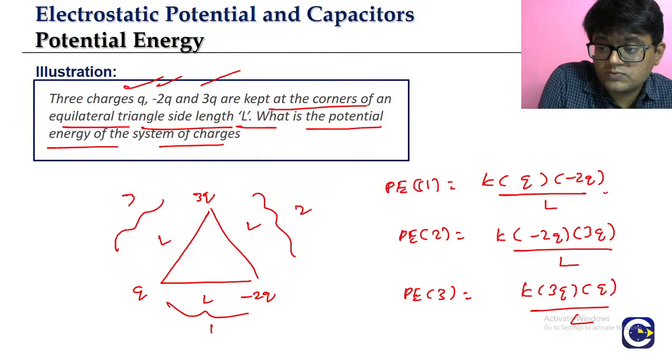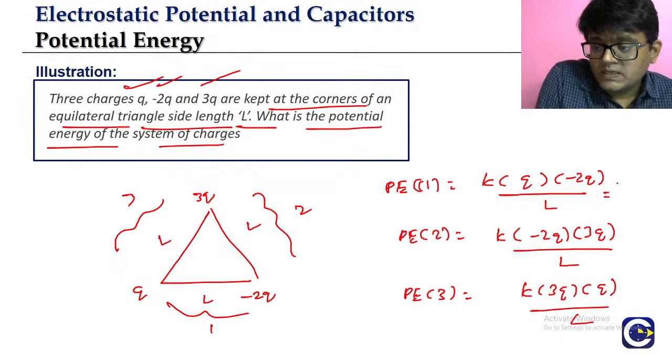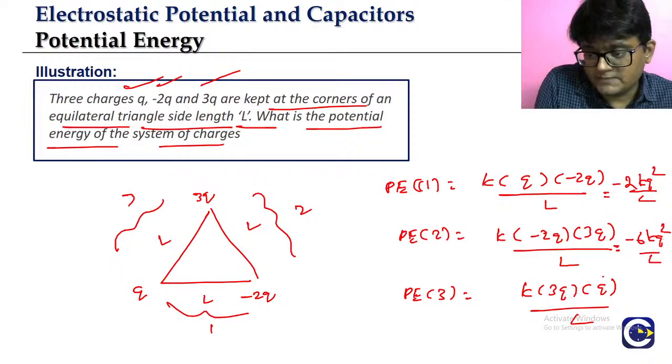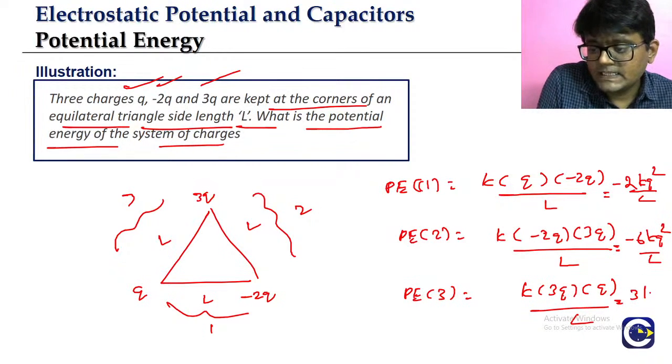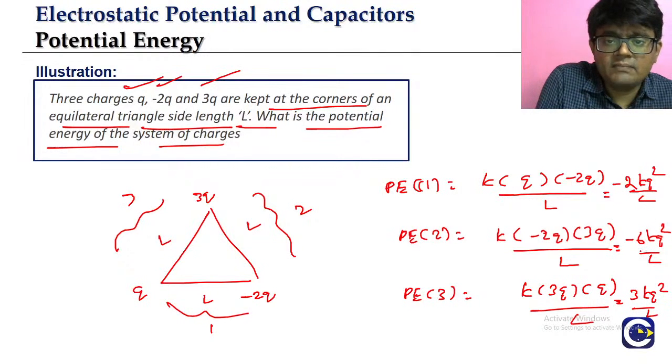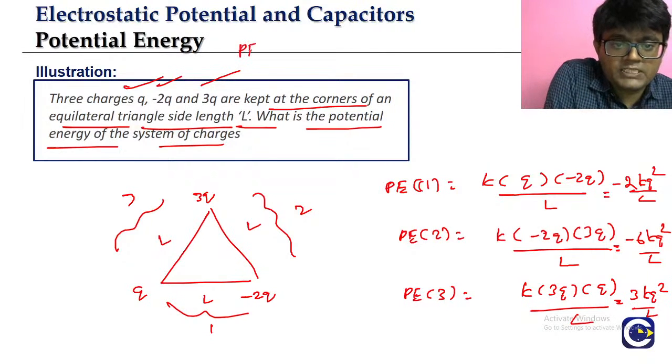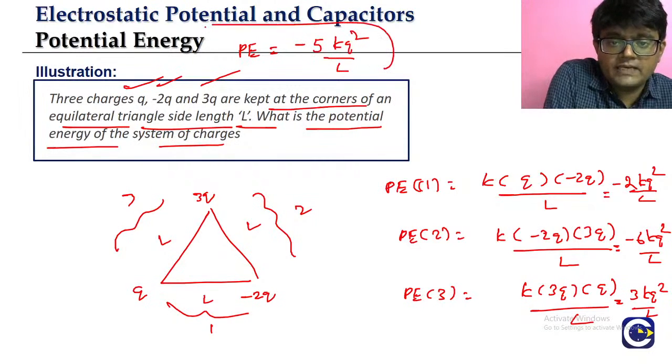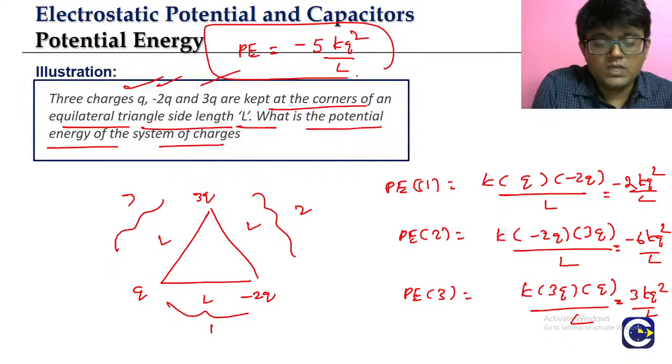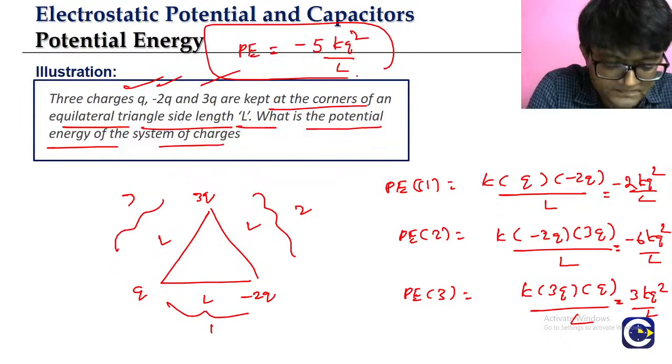Check it. What is this one? Minus 2 kq square by L. What is this? 2 threes are 6, right? Minus 6 kq square by L. This is 3 kq square by L. Adding, minus 2 minus 6 is how much? Minus 8. Minus 8 plus 3 is minus 5. So the total potential energy of the system will be minus 5 kq square by L.